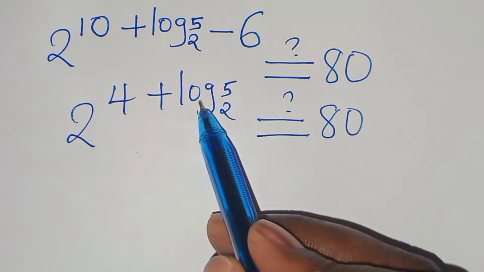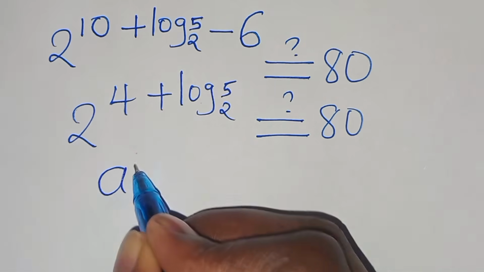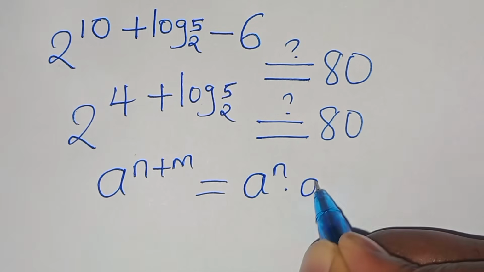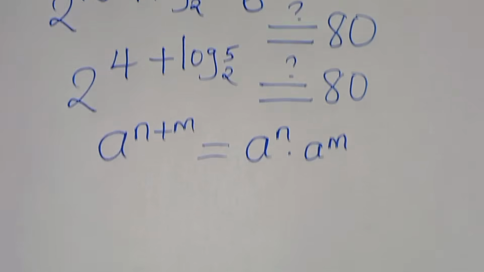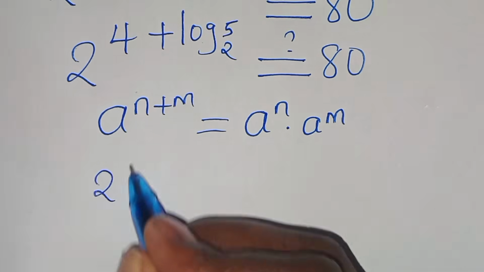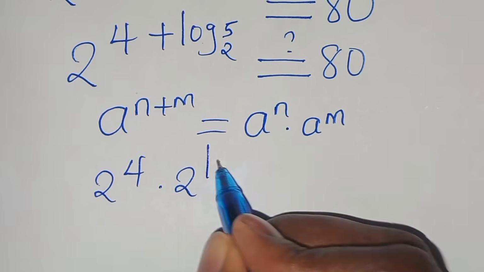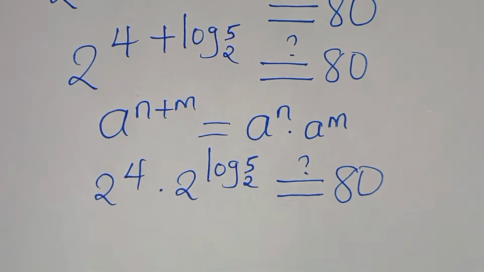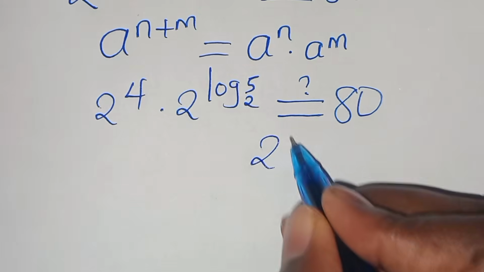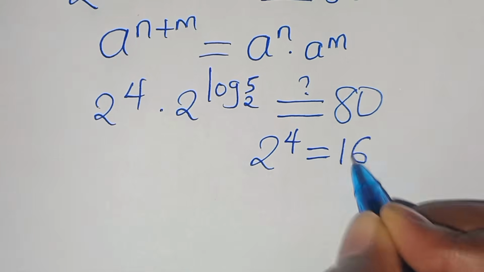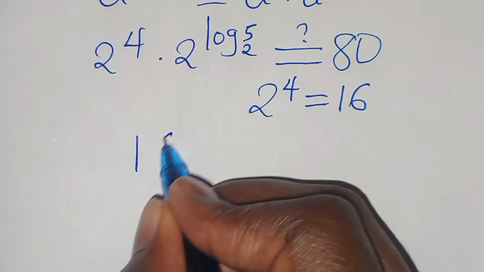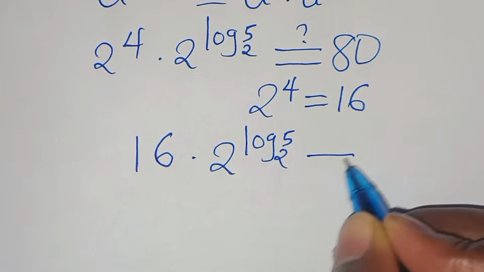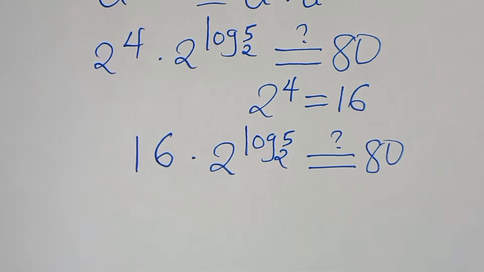2 to the power of 4 plus log 5 to base 2. This is in the form of a to the power of n plus m, which we can express as a to the power of n times a to the power of m. Applying this exponent property, we have 2 to the power of 4 times 2 to the power of log 5 to base 2. This is supposed to give us a value of 80. 2 to the power of 4, this is the same thing as 16. So we have 16 multiplied by 2 to the power of log 5 to base 2. This should give us a value of 80.